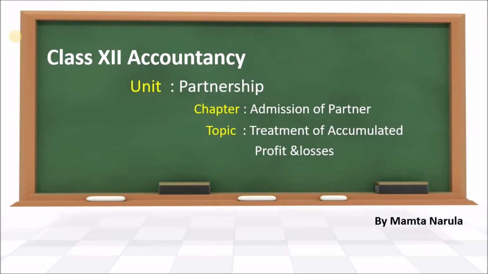Today I am going to do an important topic from the unit partnership. The name of the chapter is admission of partner and the topic which I am going to discuss today is treatment of accumulated profits and losses. It's a very important topic.